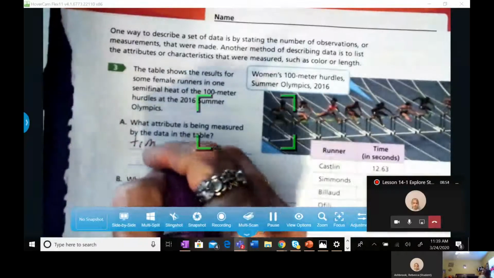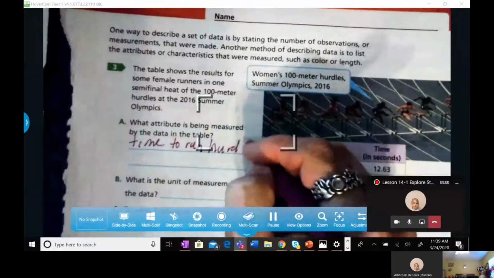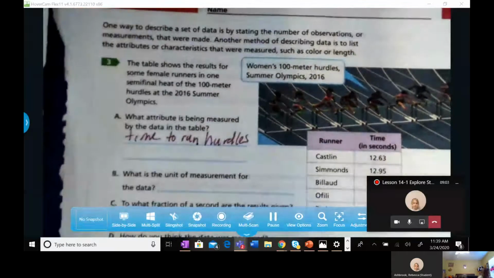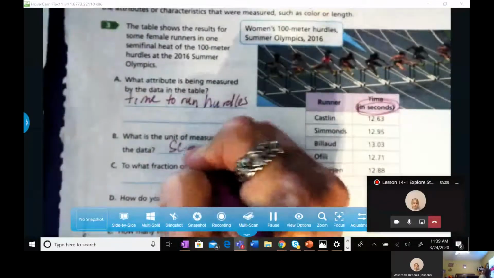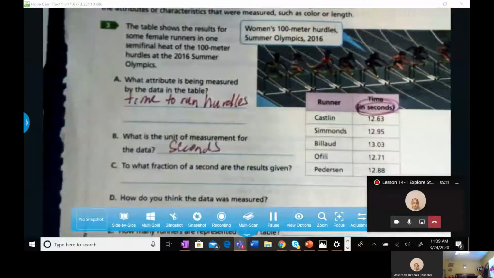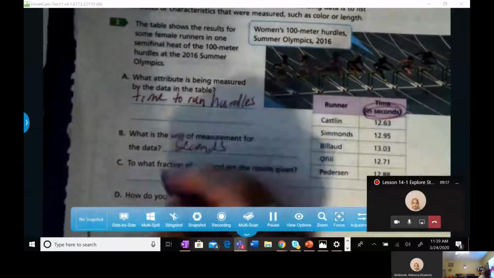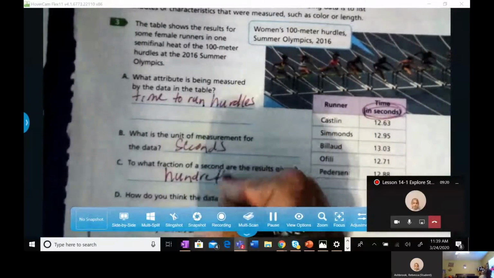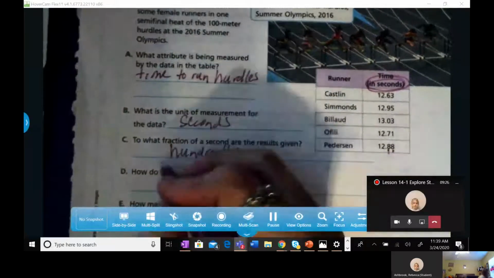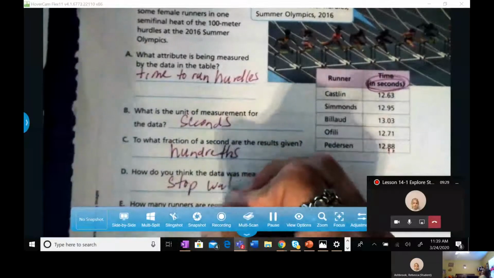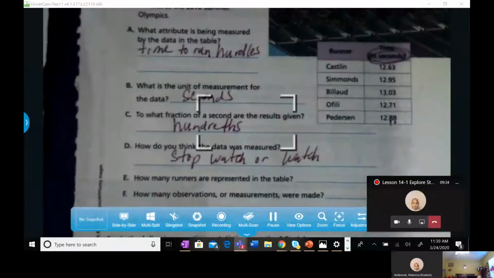So it's time to run hurdles. That's what we're measuring. Okay, what is the unit of measure? So we're measuring it in seconds. To what fraction of a second are the results given? Well, you can see that it's tenths, hundredths. And how do you think the data was measured? Well, I would say stopwatch, or maybe just a regular watch, something like that.